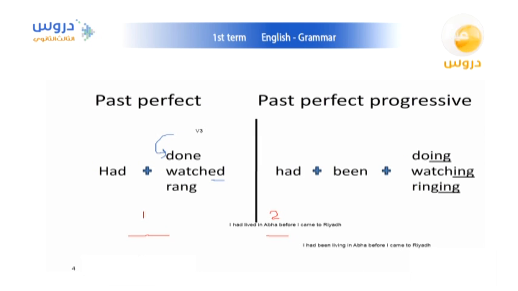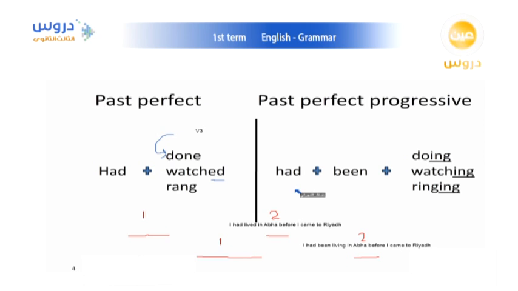So it's almost the same thing. Had been living and came. It's almost the same. So past perfect continuous, which is almost the same idea, but it shows what? The first event continuous, lasts, goes on for a while. So I had been living in Abha before I came to Riyadh.